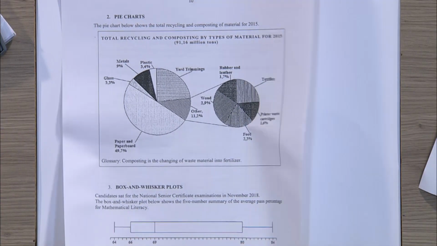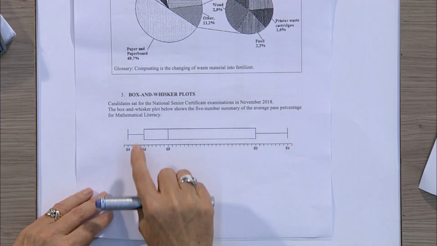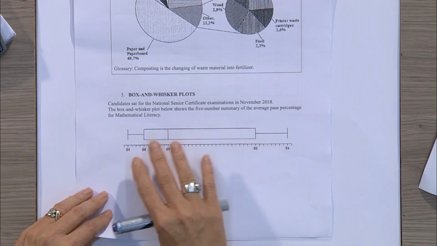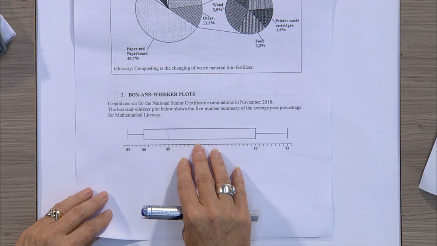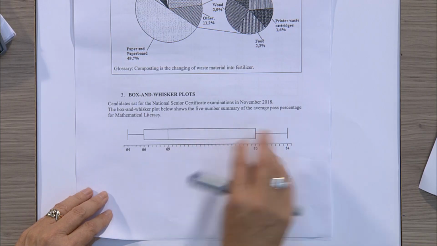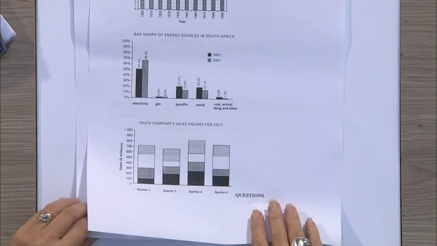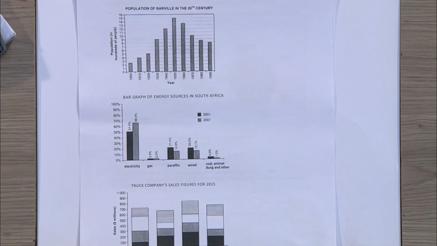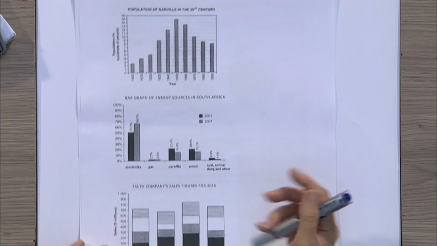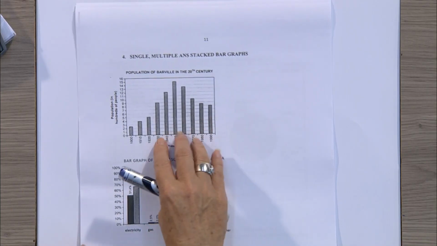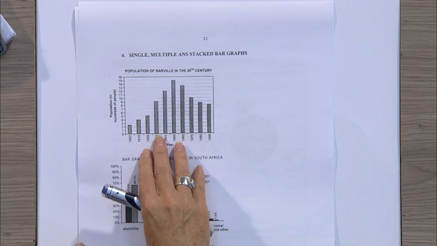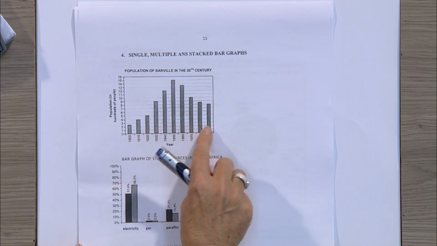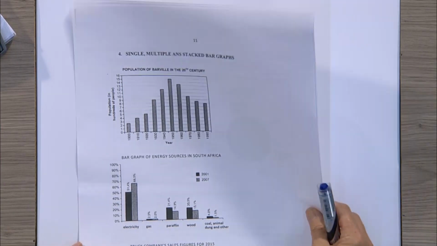Then we can represent data with a box and whisker plot. This, we'll get to it just now, but this is another method of presenting data, how to represent it. And then we come to single, multiple, and stacked bar graphs. So this is a single bar graph. What's important to remember about a single bar graph is that we have spaces in between.